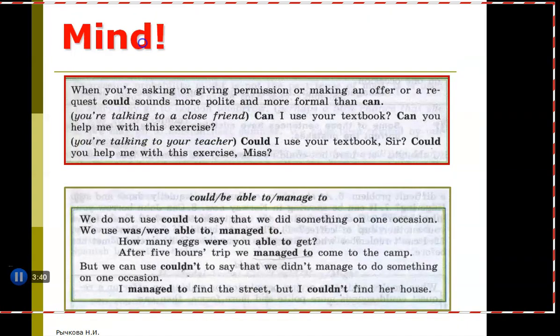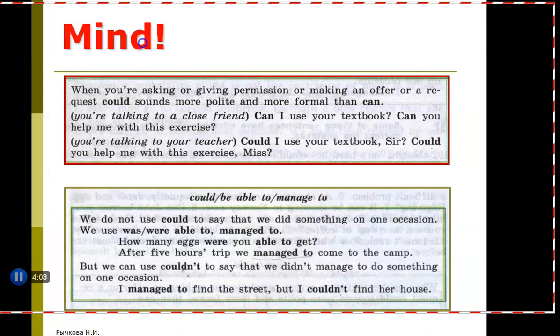When asking or giving permission or making an offer or request, could sounds more polite and more formal than can. You're talking to a close friend: Can I use your textbook? Can you help me with this exercise? You're talking to your teacher: Could I use your textbook, sir? Could you help me with this exercise?